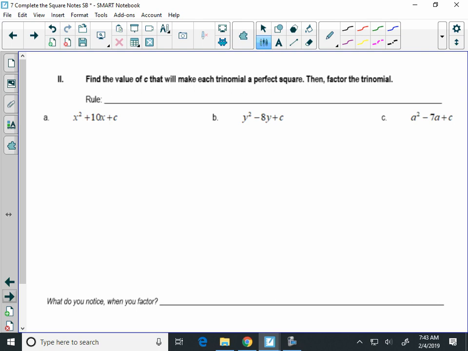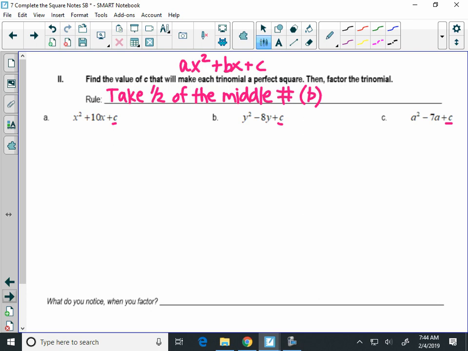Now here's what we're going to do in A, B, and C here. We're going to fill in a value for C, which is the constant of each of these trinomials, so that the trinomials are perfect squares. Okay, so the way we're going to do this is we're going to take half of the middle number. That middle number is your b term. Remember, a quadratic is in the form ax squared plus bx plus c, so b is the middle number there. So we're going to take half of that middle number and square it.